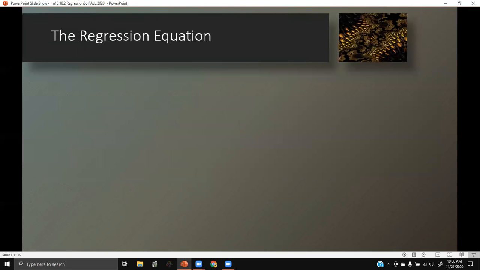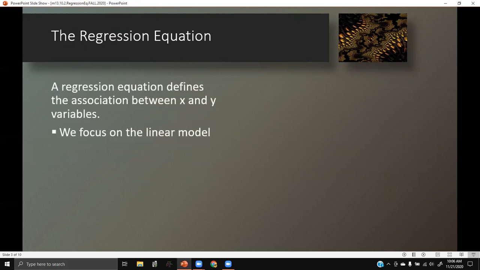So let's review the regression equation. A regression equation basically defines some sort of association, not necessarily causative, between two variables, or even more, x and y in our case. There are many different kinds of regression equations. Linear, quadratic, and exponential are perhaps the three most basic and common. Here we just look at the linear model.